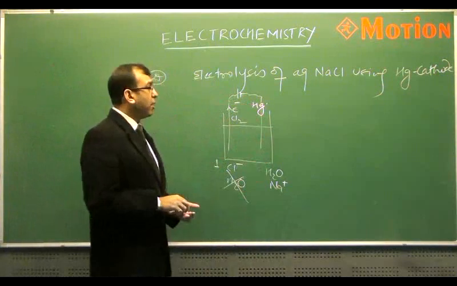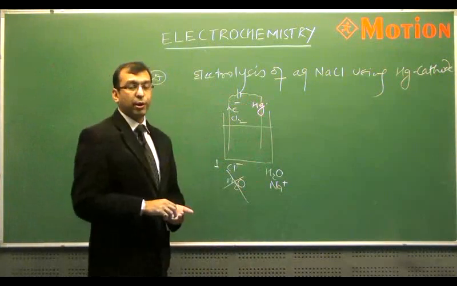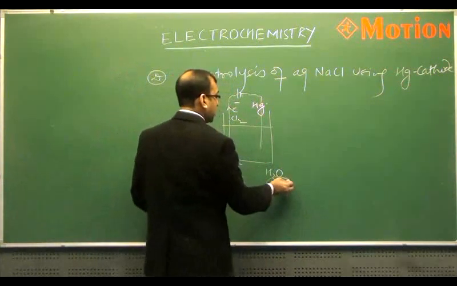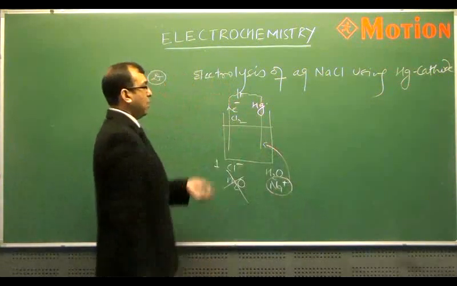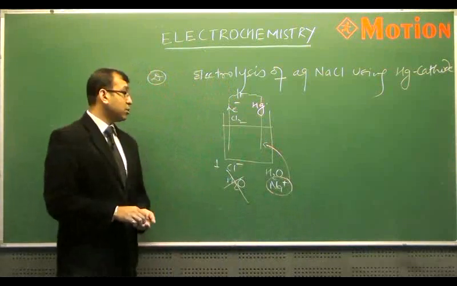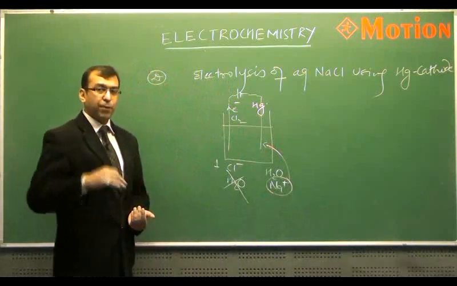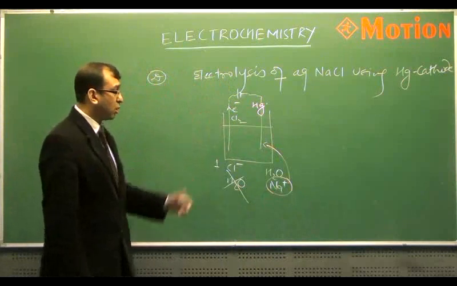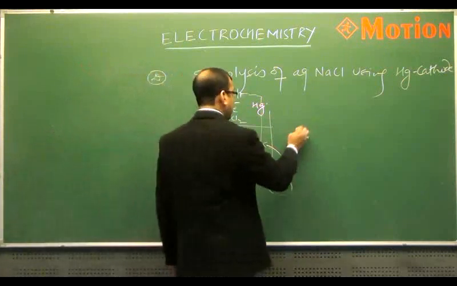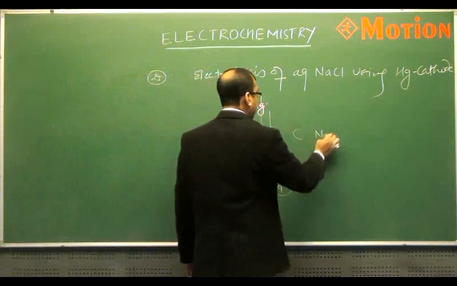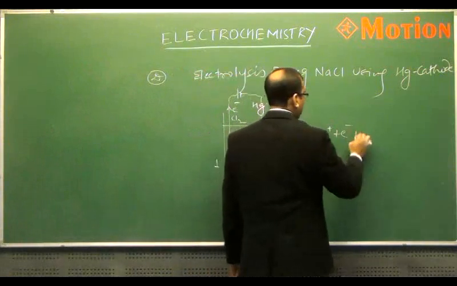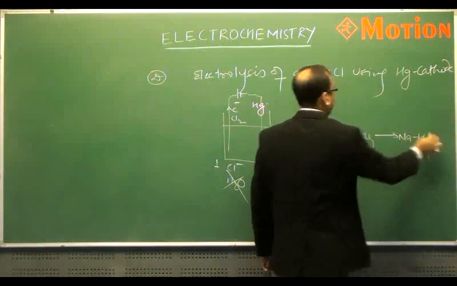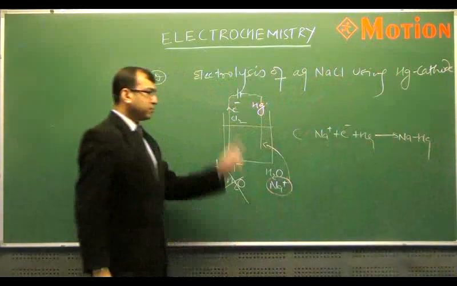But in this case, mercury is an active electrode. It has more affinity for sodium. Hence, mercury will give electron to Na+, it will be partial towards Na+, and it will not give electron to water. And what will be the reaction taking place at the cathode? The cathode reaction will be Na+ plus electron in the presence of mercury giving NaHg amalgam. This reaction was asked in JEE in a passage.